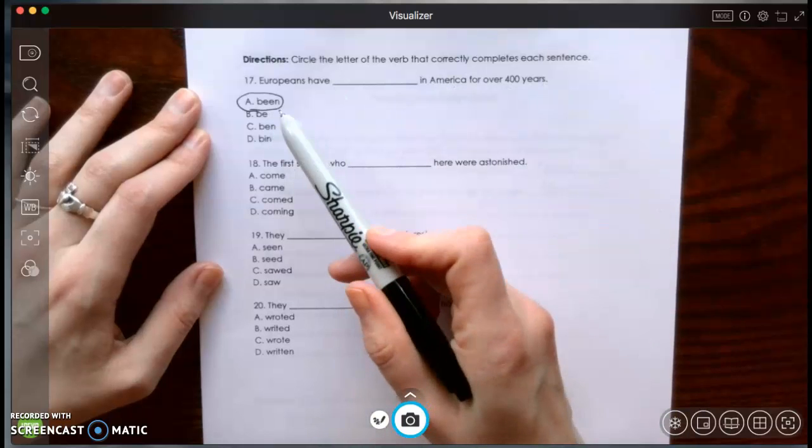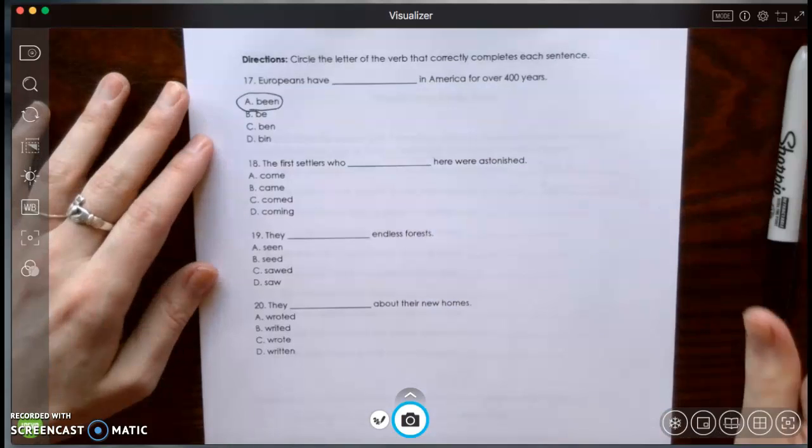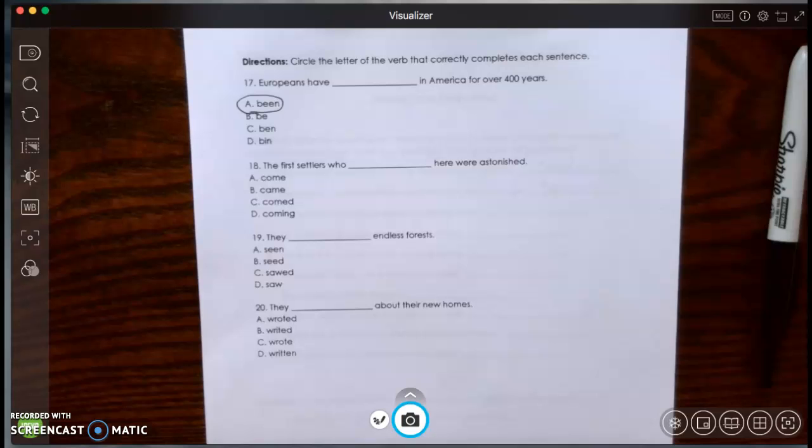Now you can circle your answer here, you can write it on the line. It doesn't really matter, it's whatever you prefer, boys and girls, because tomorrow I'm going to post the answer key for this so you can check your answers before you begin working on your irregular past tense verbs test.